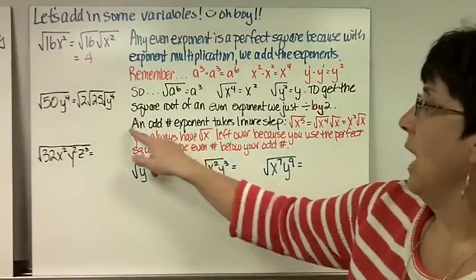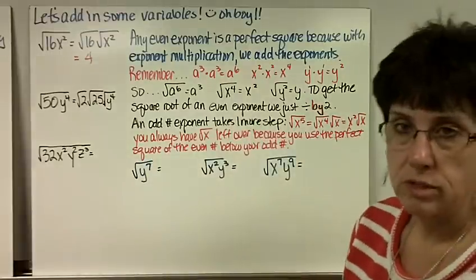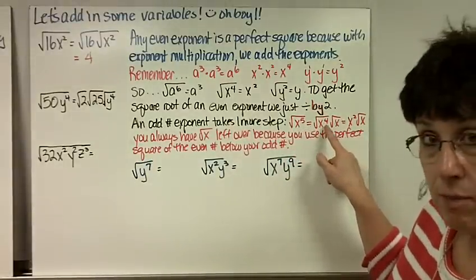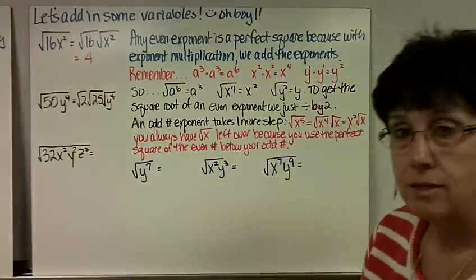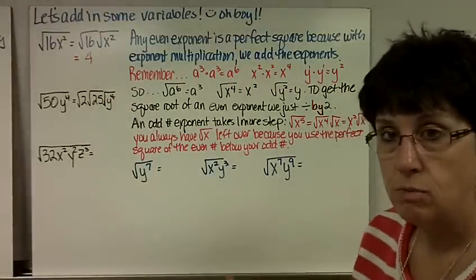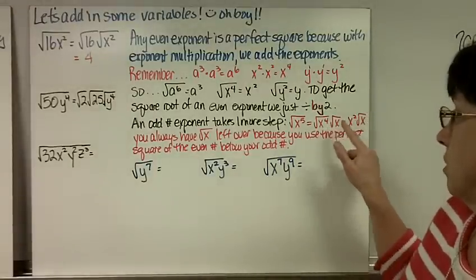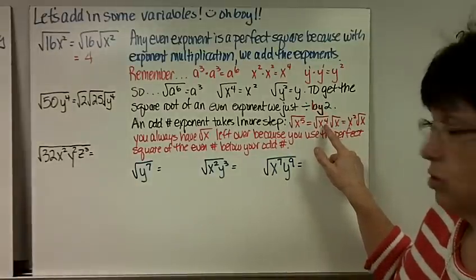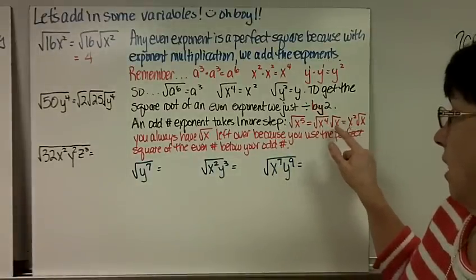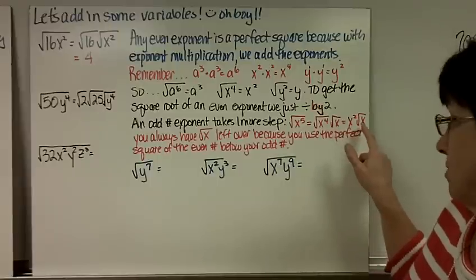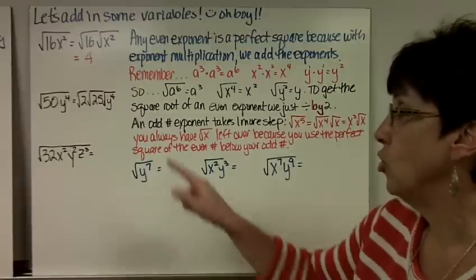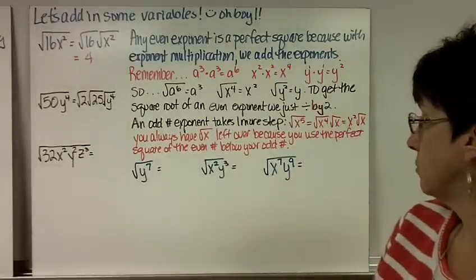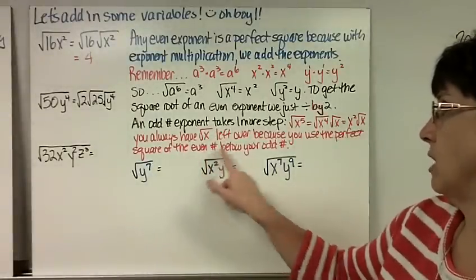All right, an odd exponent takes one more step. If you have x to the 5th, we know that that's the same as x to the 4th times x. You just take the even number that's below it. The square root of x to the 4th, divide your exponent by 2, is x squared, and the square root of just 1x stays the square root of just 1x.